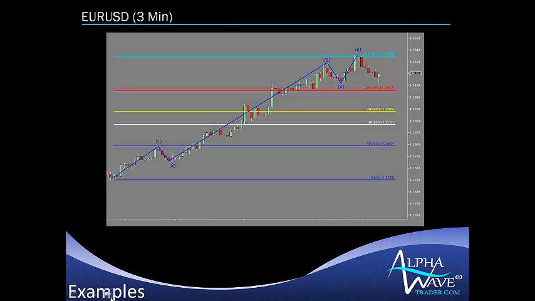Here's a few examples, and I look forward to answering your questions. Classic structure on Euro 3-minute chart. Ouch, end of wave 3, nothing good happens. Buy at the inception, don't buy at the end.